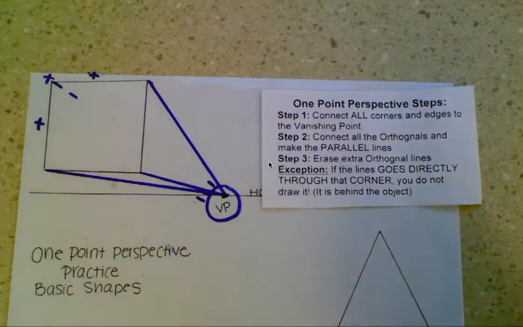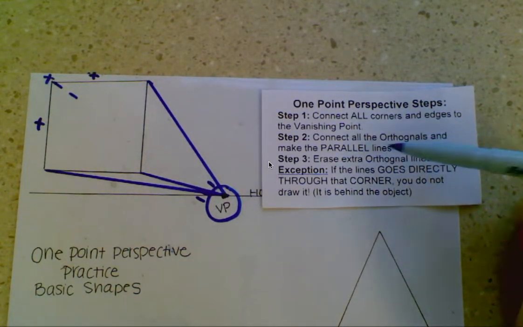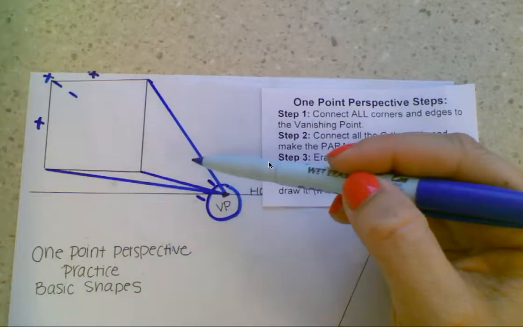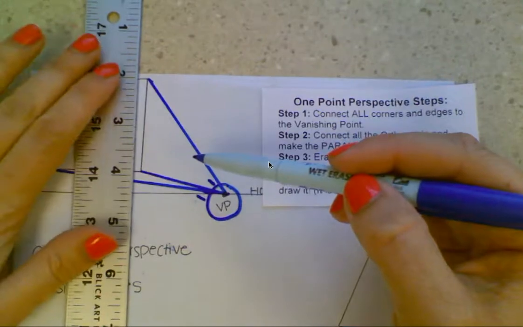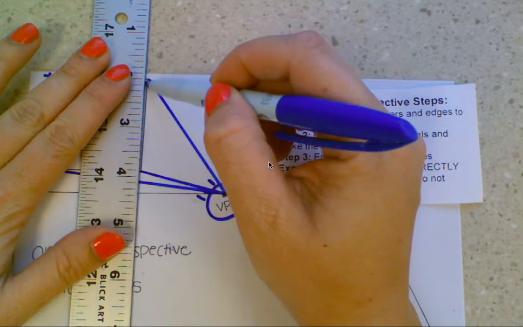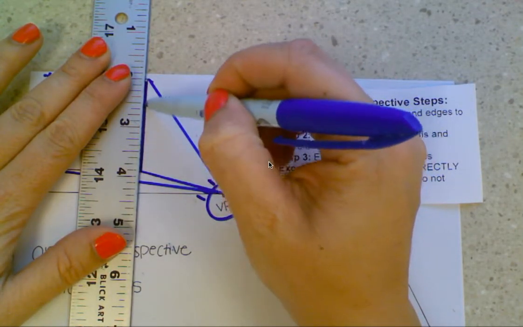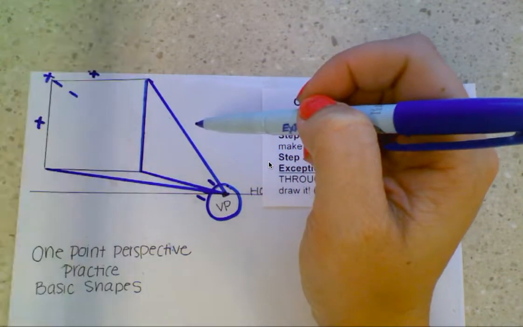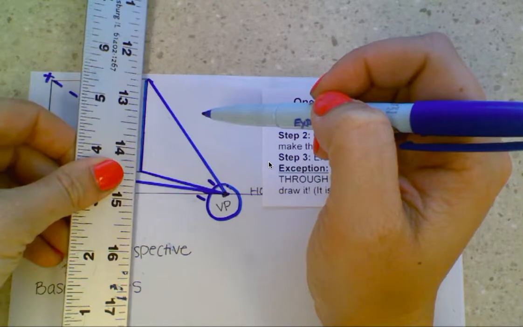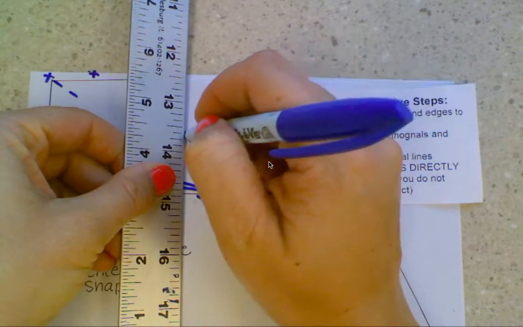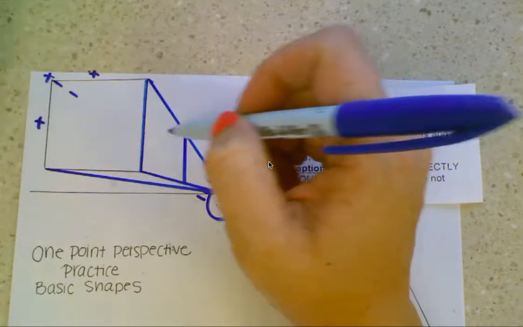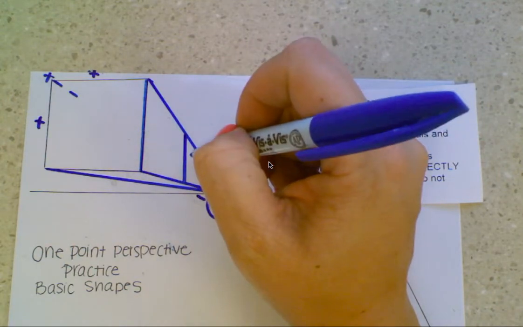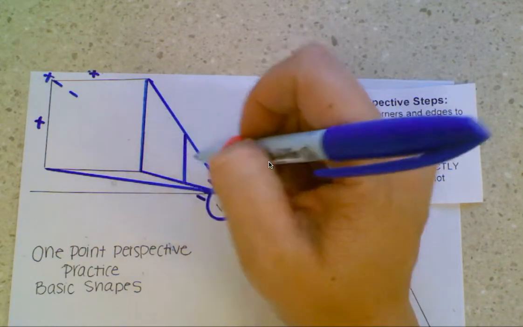Step 2 is to connect all orthogonal lines and make the parallels. These are my orthogonal lines. So what I'm going to do here is take my ruler, match it up to this line. Parallel lines are 2 lines that are never going to intersect, equal distance apart all the way through. And I'm going to match it up, drag it out, and connect those 2 orthogonal lines together. This line and this line are both parallel to one another. They're never going to intersect.